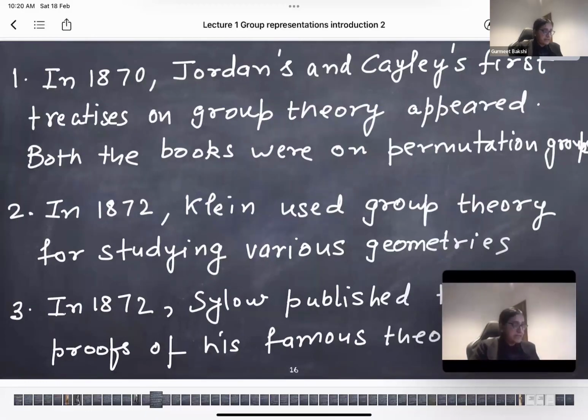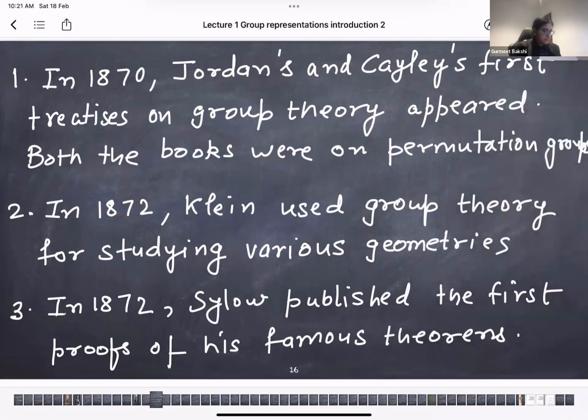And in 1870, so I'll just tell you what was happening in the late 19th century. In 1870, Jordan and Serret's first treatise on group theory appeared. Both the books were on permutation groups. So this is the first time that such a thing appeared in the literature. In 1872, Klein used group theory for studying various geometries. And in 1872, Sylow published the first proofs of his famous theorems.